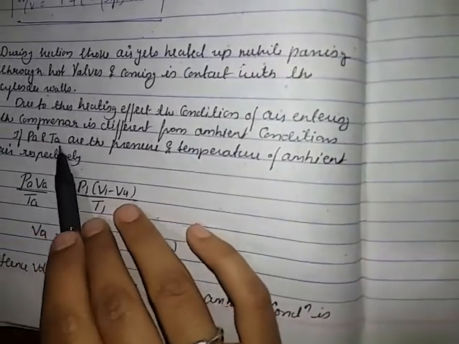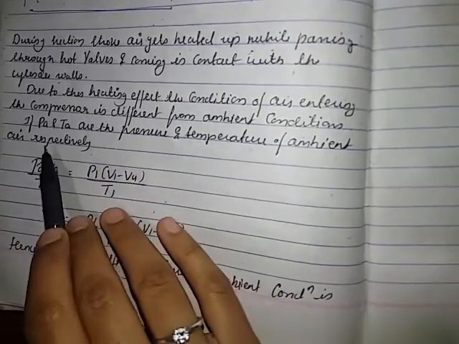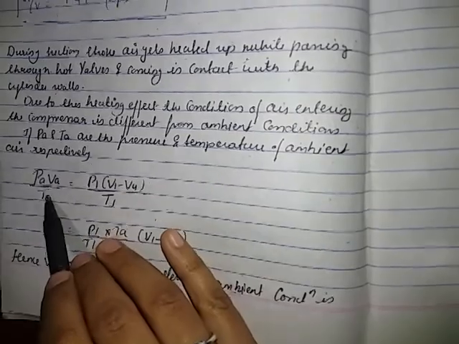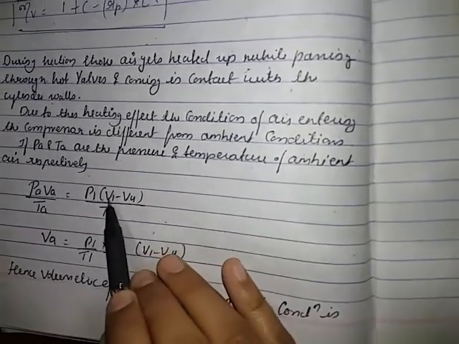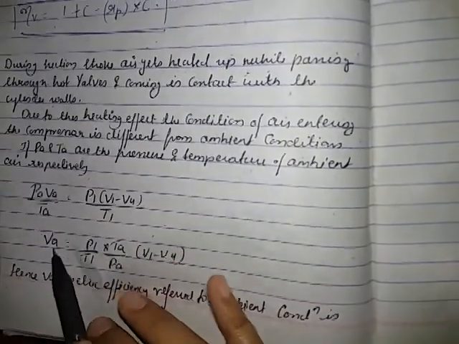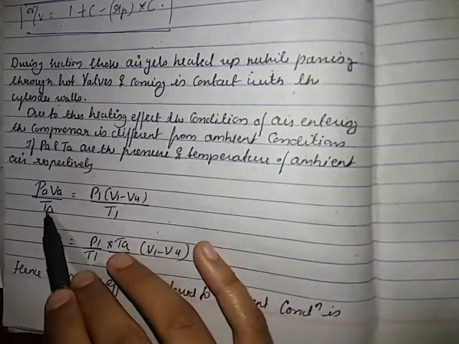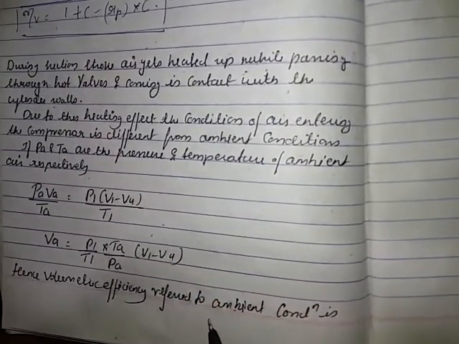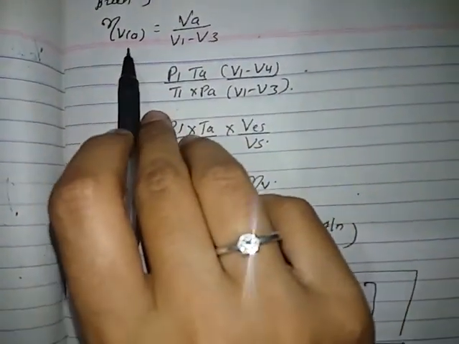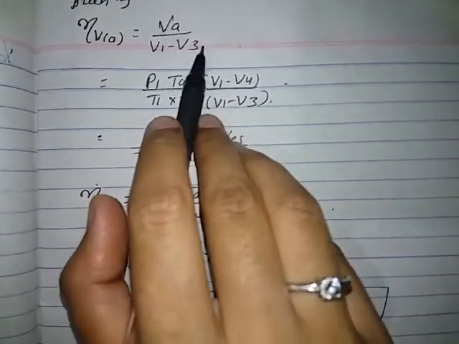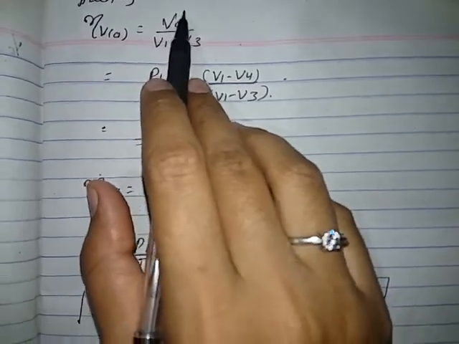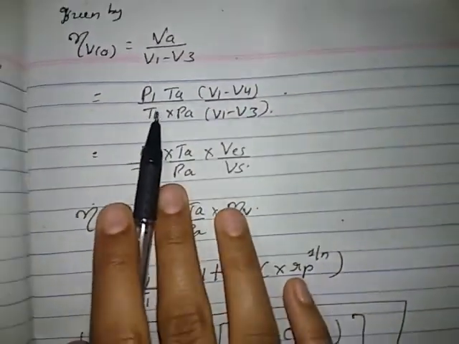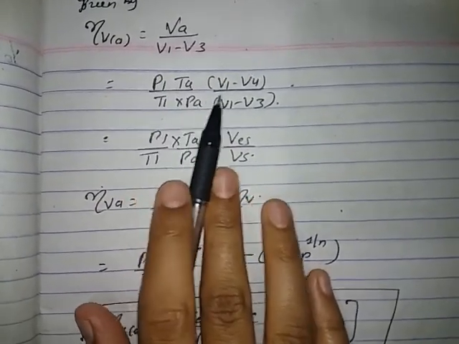So if PA and TA are the pressure and temperature of the ambient air respectively, I can write PV upon T as P1 into V1 minus V4 upon T1. So what will be VA? VA will be P1 by T1 into TA by PA into V1 minus V4. Hence volumetric efficiency can be written as VA upon V1 minus V3. Now substitute the value of VA, that is P1 by T1 into TA by PA into V1 minus V4.